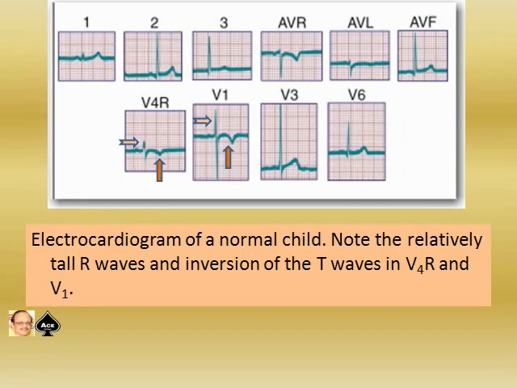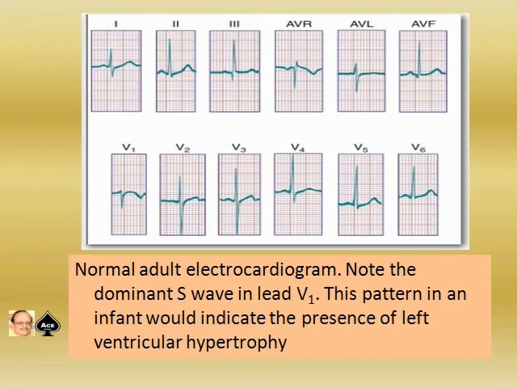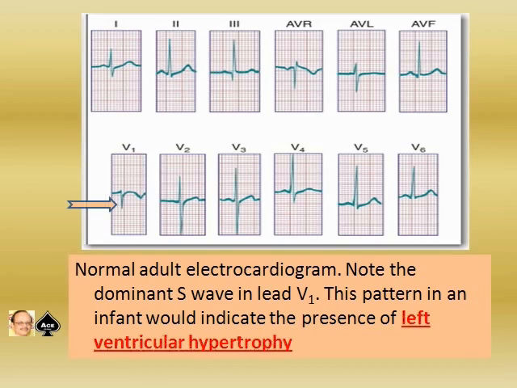The first ECG I am showing today is the electrocardiogram of a normal child, note the relatively tall R wave and inversion of the T wave in V4R and V1, that is shown by the arrows. And this ECG is the normal adult ECG, note the dominant S wave in lead V1. This pattern in an infant would indicate the presence of left ventricular hypertrophy, and I am showing the S wave in V1 by the arrow.